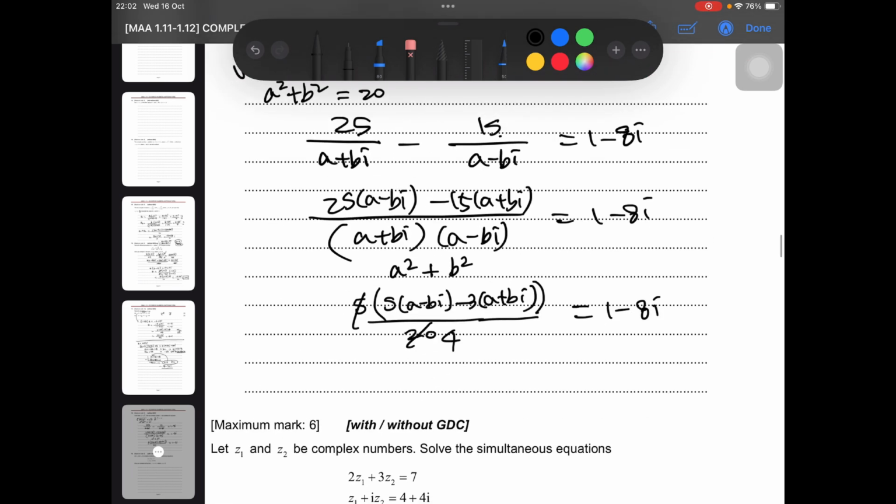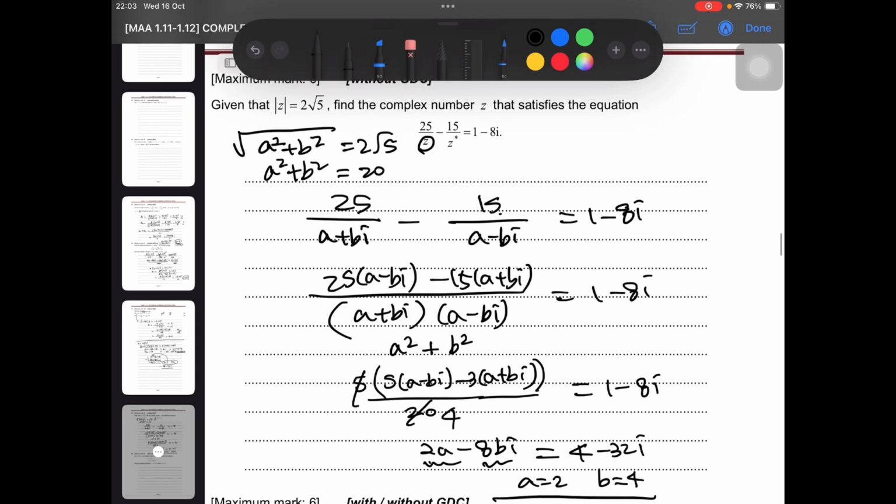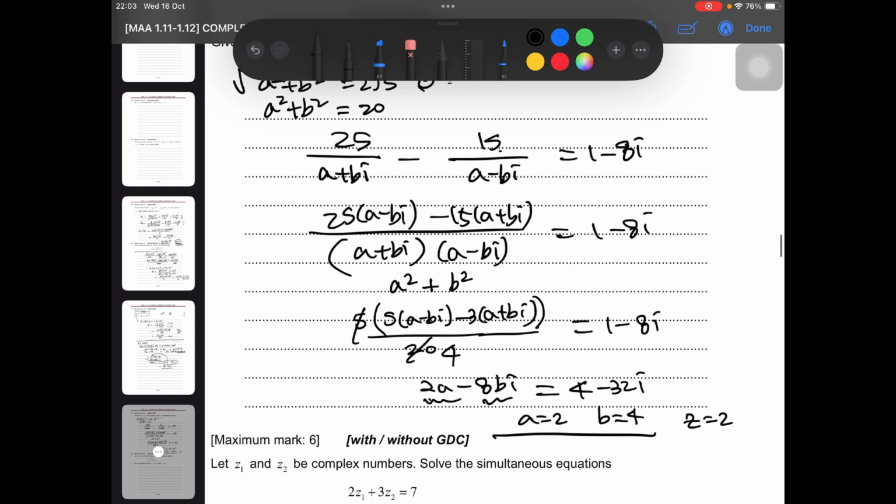So again, the only real part is 5a minus 3a. Oh, we can simplify much easier. So 2a minus 8bi equals 4 minus 32i. So a is 2, b is 4. Therefore, z equals 2 plus 4i.